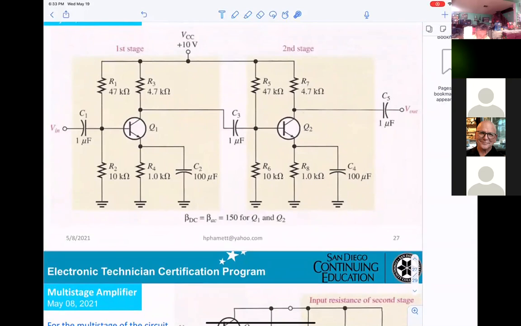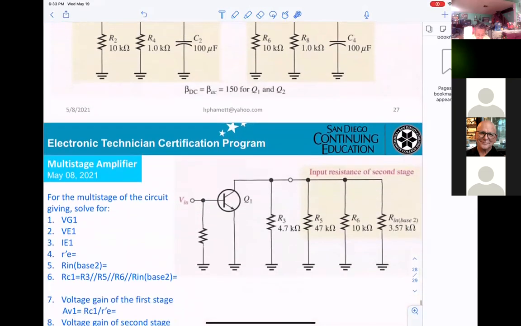This is a multi-stage amplifier. You have one amplifier here, right? And the output goes to the input of another amplifier. In this circuit, each stage is a CE amplifier, common emitter. And they gave you beta DC and AC, the same thing, 150 for Q1 and Q2.